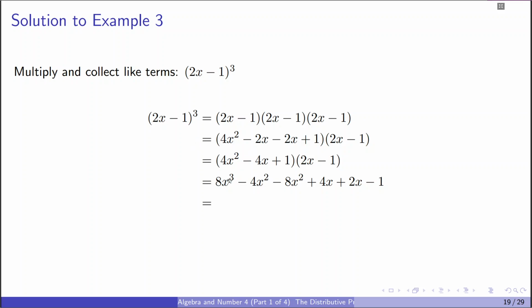All right, now we need to collect all of our like terms. Going exponent by exponent, because we can only collect when you have matching exponents with matching variables. We only have one x cubed term. That just gets copied over. We have 2 terms with x squared, the negative 4x squared and the negative 8x squared. Negative 4 and negative 8 make negative 12. 2 terms that are linear in x, 4x and 2x, combine to make 6x. And finally, negative 1.